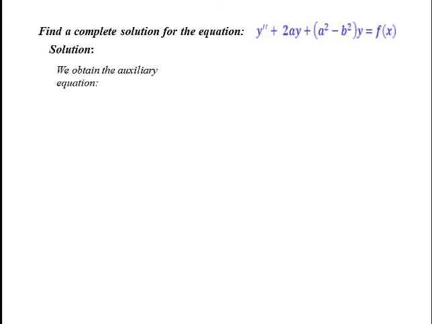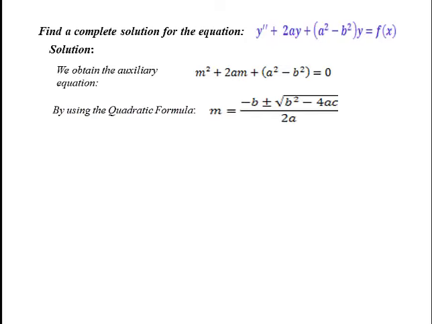First, we obtain the auxiliary equation, and for this problem we have m squared plus 2am plus a squared minus b squared equals 0. By using the quadratic formula, we let a equals 1, b equals 2a, and c equals a squared minus b squared. And we can solve for the roots.